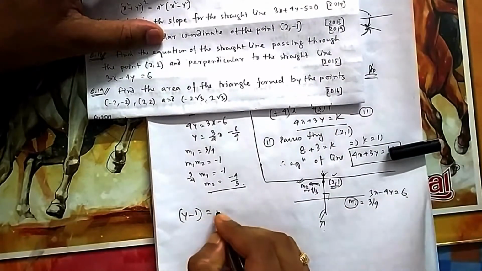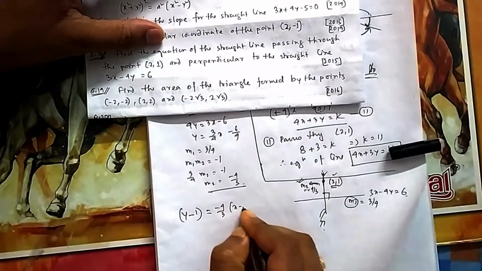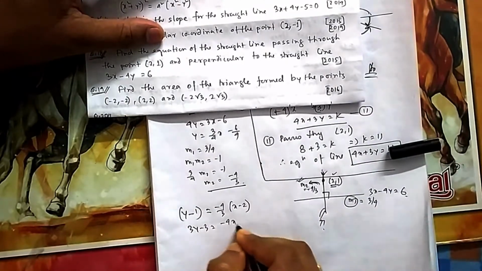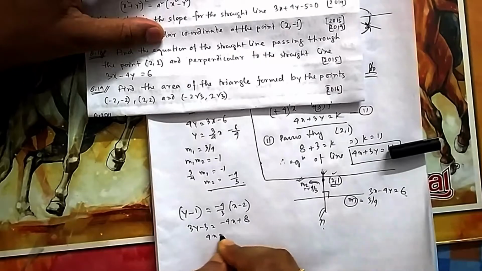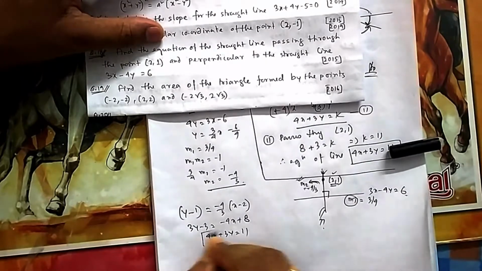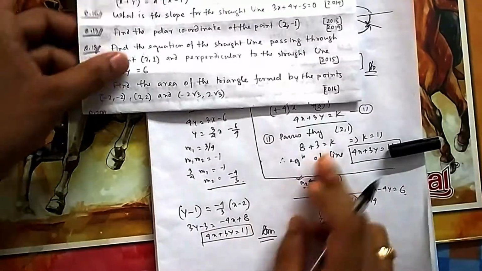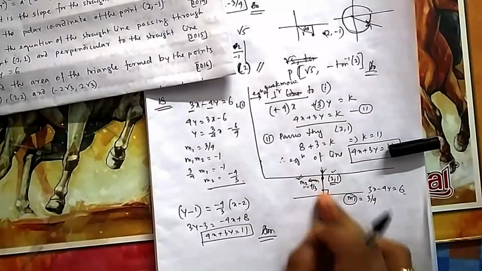Y minus y1 equals m times x minus x1. If you do this one, it is 3y minus 3 minus 4x plus 8, so 4x plus 3y is equal to 11. You will get the same answer, but here it will be a little time-taking, and here it will be easy. But this visualization is important.